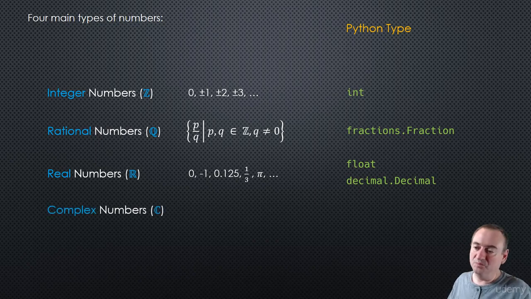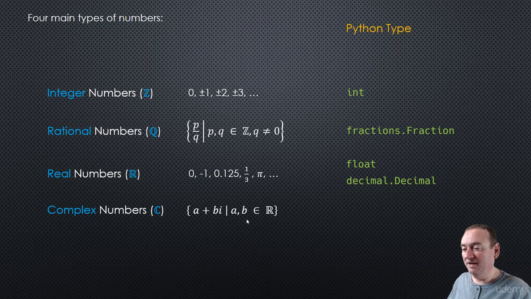Lastly, we have complex numbers, which are of the form a plus bi, where a and b are real numbers. They're basically numbers that have a real part and an imaginary part. And in Python, we can use the complex data type. And we would write it as, let's say, 3 plus 4j. So we'll get to that as well in an upcoming video. So you'll notice that the integers are a subset of the rationals, which are a subset of the reals, and the reals are a subset of the complex numbers. So it goes from the smallest set to the biggest set.